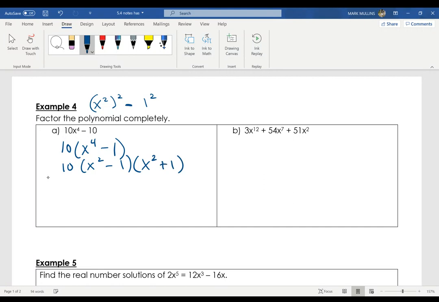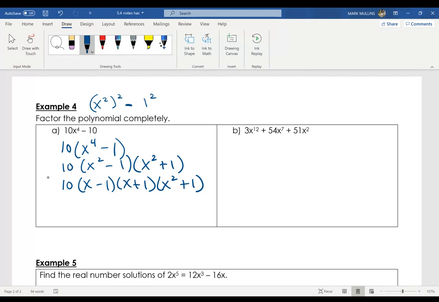But then this x squared minus 1 is another difference of squares. So x is squared and 1 is still 1 squared. So I'll have an x minus 1 times x plus 1 times x squared plus 1. So this is the kind of factoring we're looking at now, where you think you're done, but you just have to keep going. It's getting a lot more complicated, higher powers.